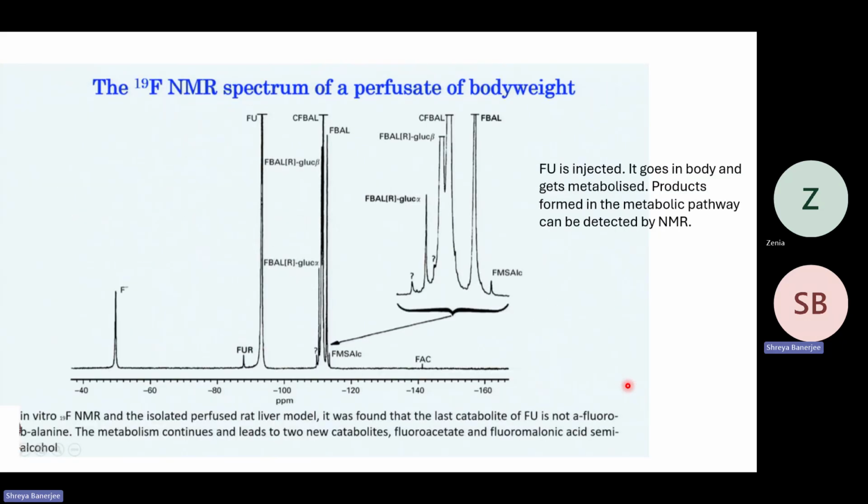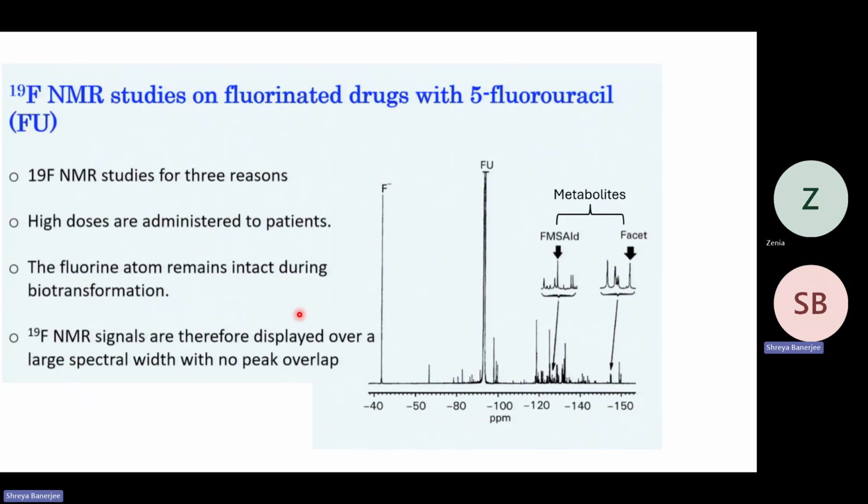And you can see that different metabolites will clearly appear in the 19F spectra. And because of the large spectral width, peak overlap is minimum. And also the fluorine atom remains intact throughout the biotransformation or metabolism. So you will be able to study its journey throughout the body.